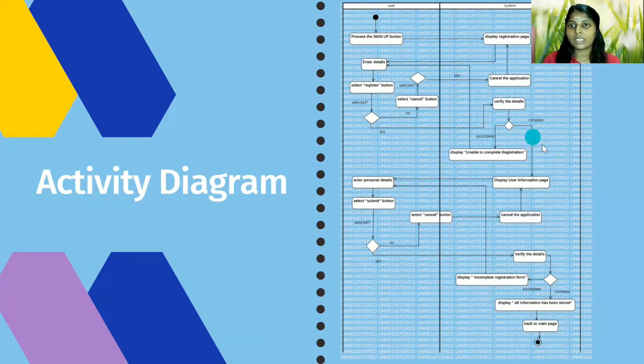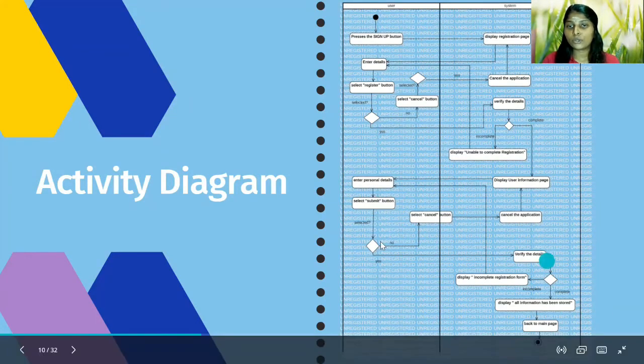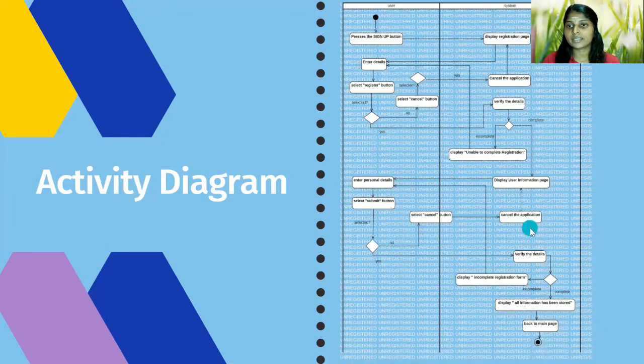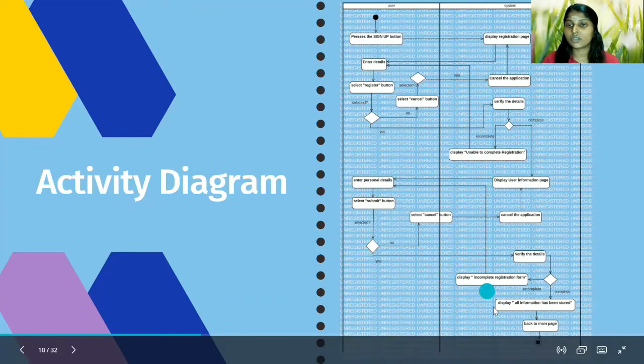If the details are complete, the system will display the user information page, and then the user can enter their personal details. After the user selects the submit button, it will verify the details. If the user selects the cancel button, it will cancel the application and go back to the display user information page. After verifying the details, if the details are incomplete, the system will display incomplete registration form.